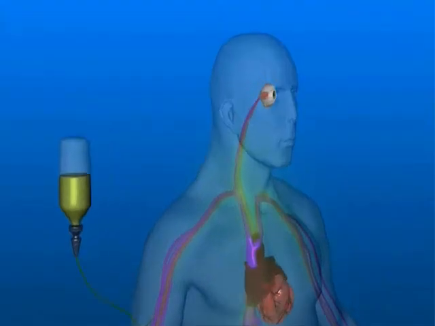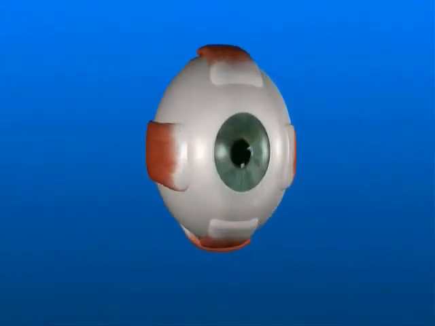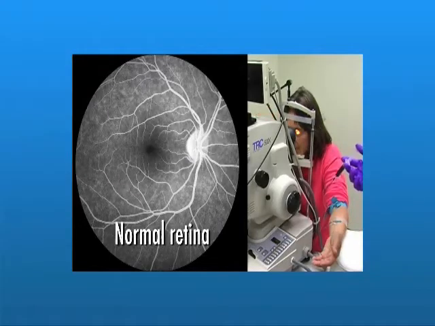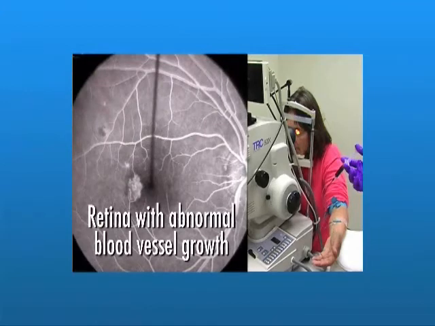Fluorescein dye is injected into a vein in your arm, and the dye travels to the blood vessels in the eye. A special camera is used to photograph the retina and blood vessels, which are illuminated with dye. These images provide a map of problem areas and help your doctor identify appropriate treatment options and monitor their effectiveness.